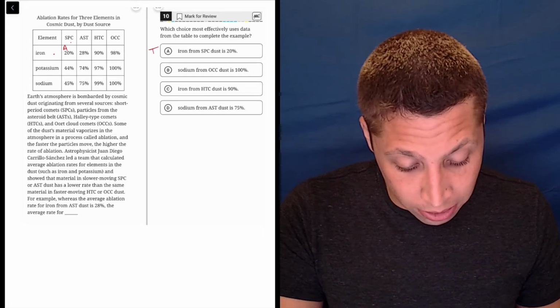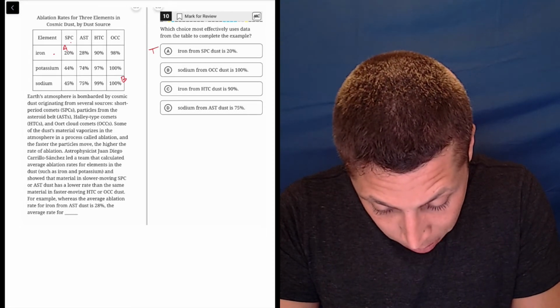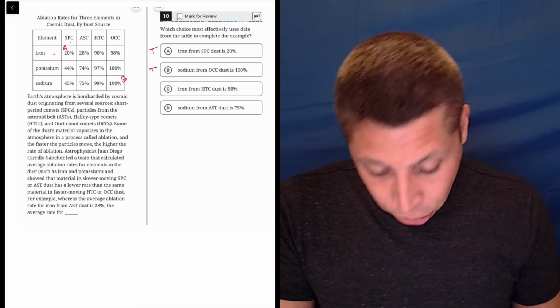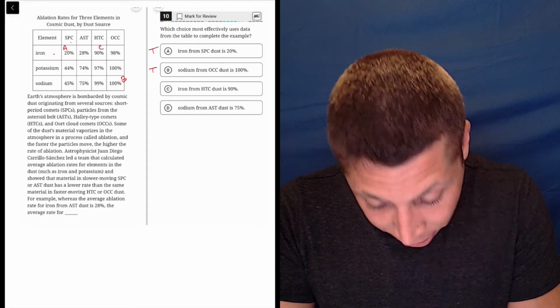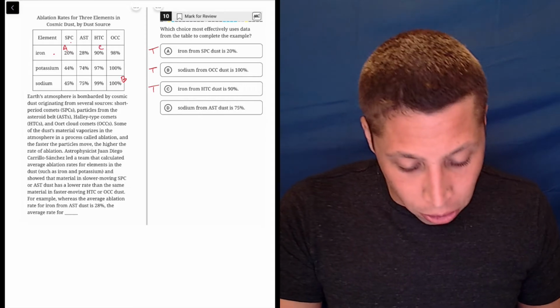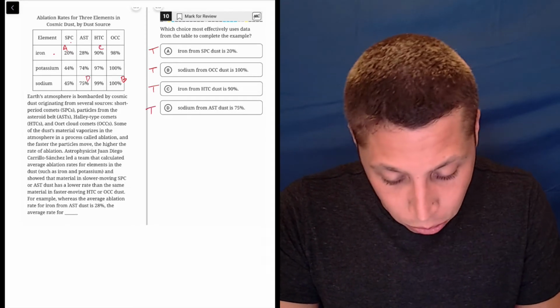B, sodium from OCC is 100. So sodium from OCC, that's choice B right here. Okay, that's true as well. Iron from HTC is 90. So iron from HTC is 90. That's choice C. That seems true. Sodium from AST is 75. So sodium, AST, 75, also true.